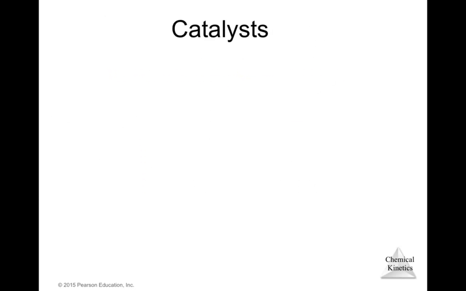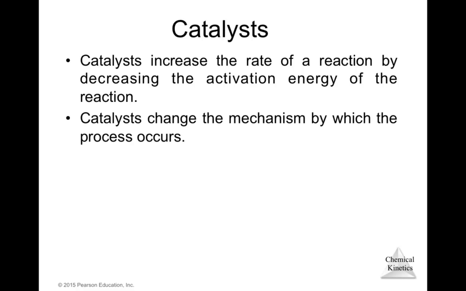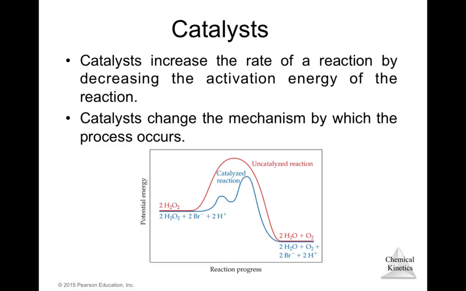Now let's talk about catalysts. Catalysts increase the rate of reaction by decreasing the activation energy of a reaction. The catalyst changes the mechanism by which the process occurs. Here we can see the reaction progress of a reaction. We have on our left our reactants, on the right the products, and the red line is the reaction progress of a reaction without a catalyst, and the blue one is a catalyzed reaction.